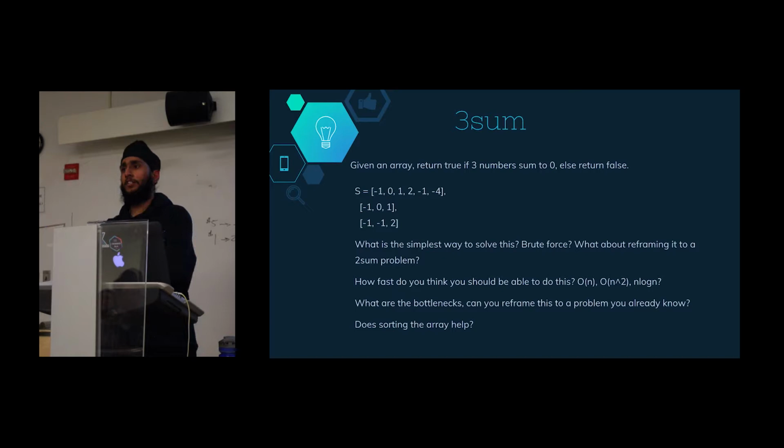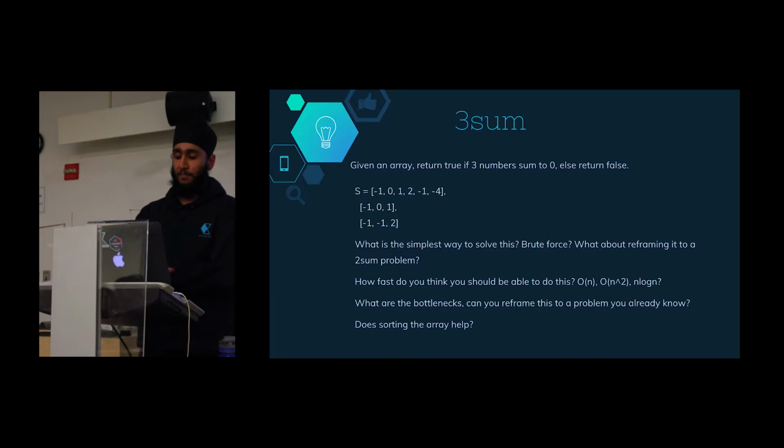N log n is often used for sorting, right? So maybe if you sort this array first, that's your upper limit of n log n. Maybe sorting would make it easier. I don't know. That's something to consider. We'll talk a little bit more about that. We're going to solve this problem in two ways. They're both very similar, but one is technically more efficient than the other.